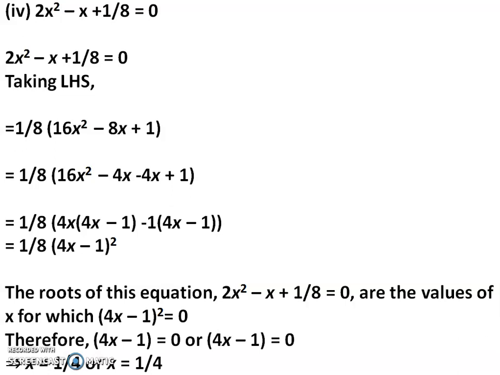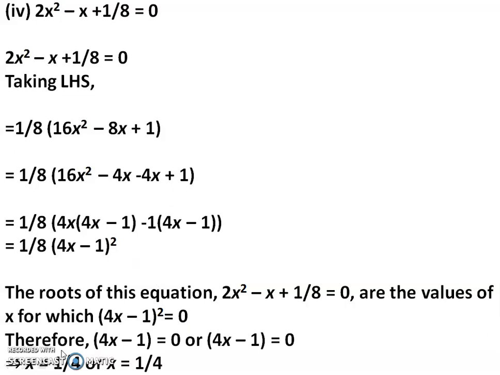Now we'll split the middle term. How will you split the middle term? Here the coefficient of x square is 16. 16 into 1 is 16. So you should split in such a way that you will get two numbers whose product is 16 and whose sum is negative 8. Which are the two numbers? Minus 4x and minus 4x. You can see minus 4 plus minus 4 is minus 8, and minus 4 into minus 4 is 16. Clear?